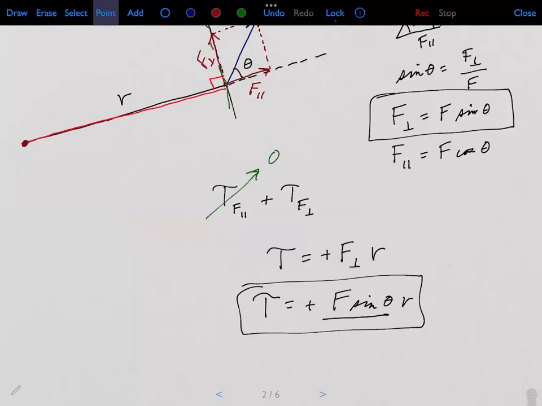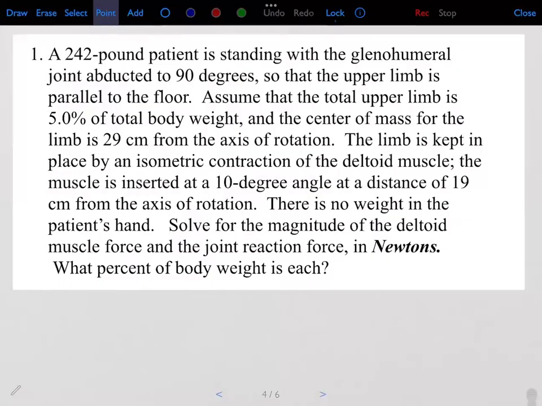All right, so let's go ahead and do one application. So in this problem, you're told a 242-pound patient is standing with the glenohumeral joint abducted to 90 degrees. I'll draw this picture in a second. So that the upper limb is parallel to the floor. Assume that the total upper limb is 5% of the total body weight, and the center of mass for the limb is 29 centimeters from the axis of rotation. The limb is kept in place by an isometric contraction of the deltoid muscle. The muscle is inserted at a 10-degree angle at a distance of 19 centimeters from the axis of rotation. There is no weight in the patient's hand.